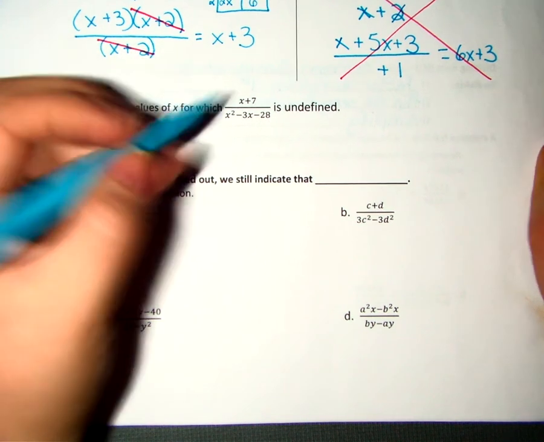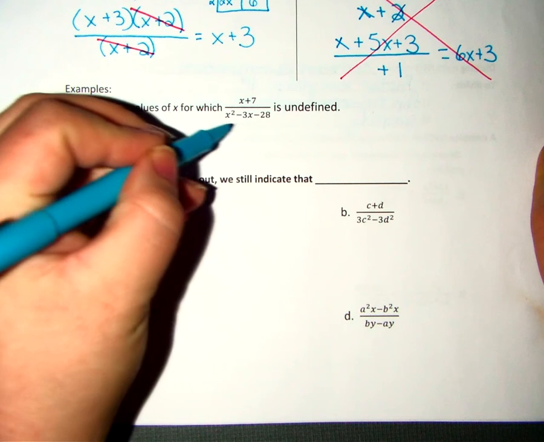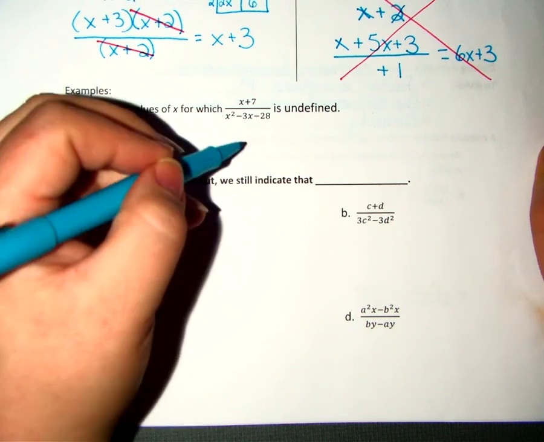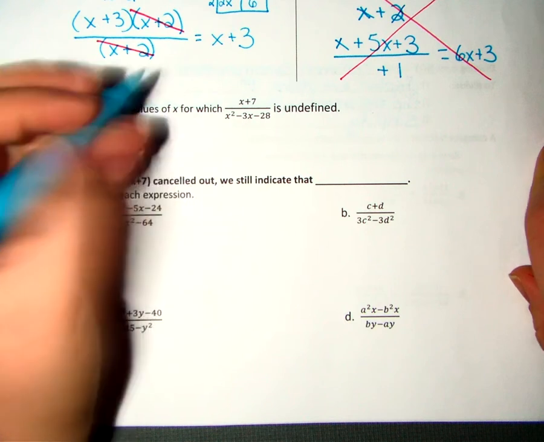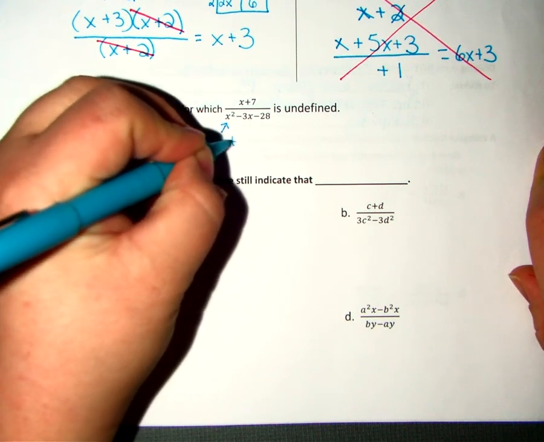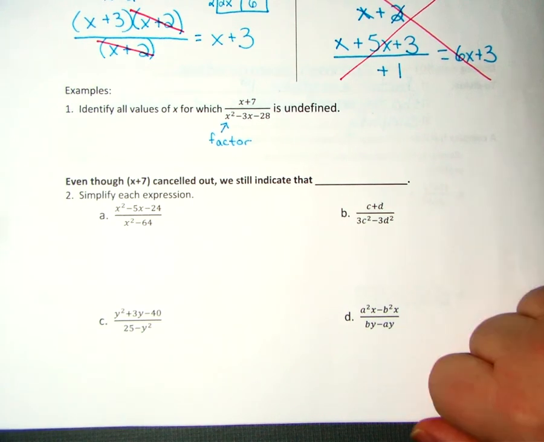So in this case, in order to find what's going to make this undefined, I need to find out what's going to make underneath this fraction bar equal to 0. So we are going to factor the bottom. There's quite a bit of factoring in this chapter, so you need to dust those skills off and make sure that they're nice and fresh to be able to work through this chapter and be successful.